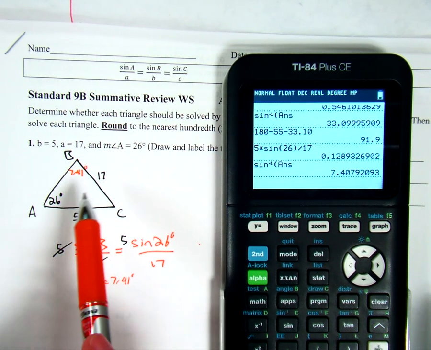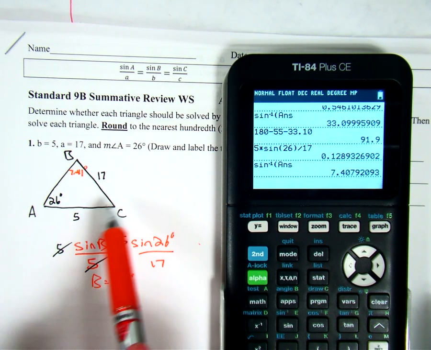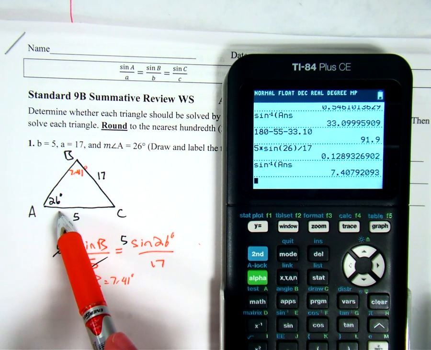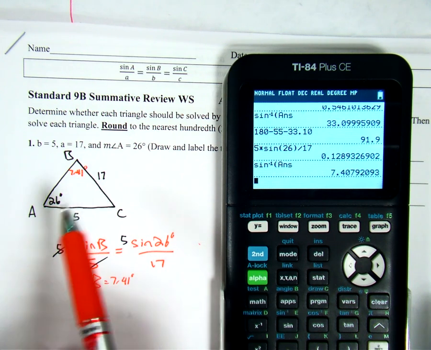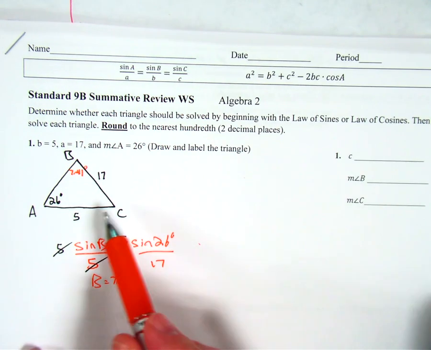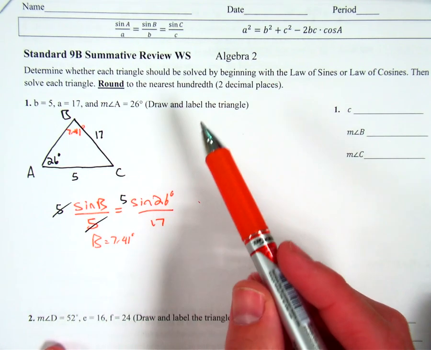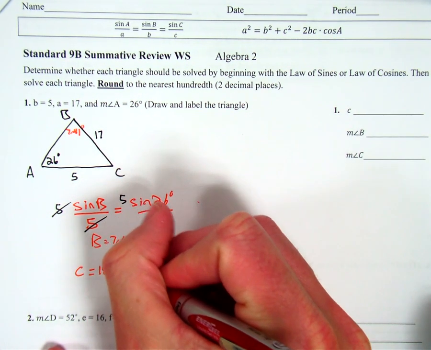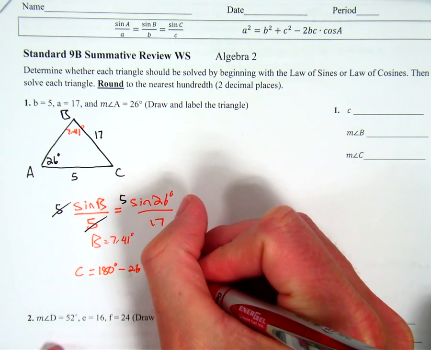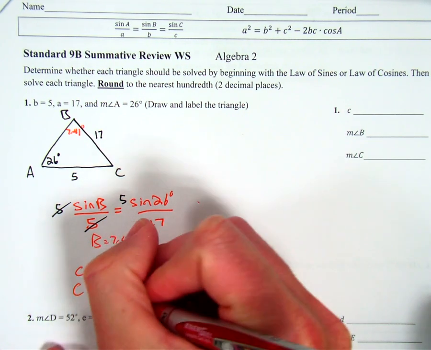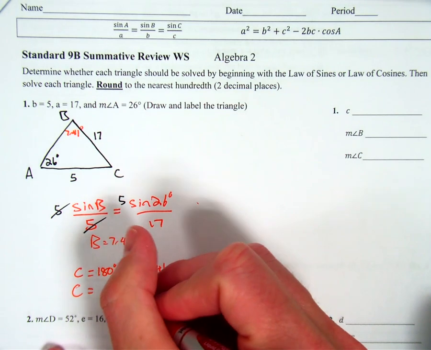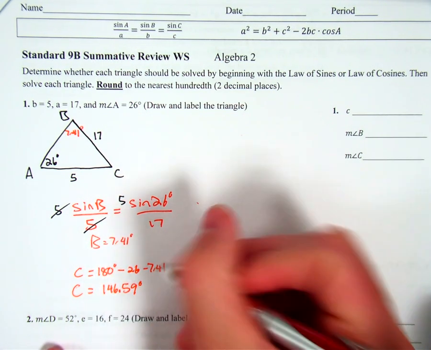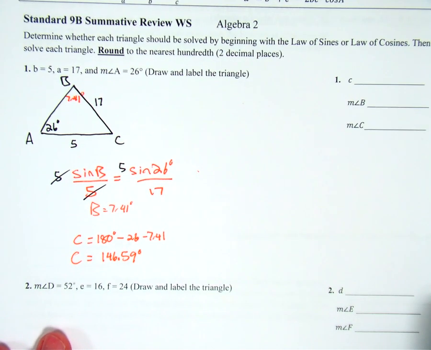Okay, it might feel like that's a pretty weird or off answer, but if you look at this, 17, which was 3 times as much as 5, only goes to 26 degrees, so it's roughly proportional there. Now that we know that angle, we can use 180 degrees in a triangle to subtract and find angle C. 180 minus 26 minus 7.41. Angle C should be 146.59 degrees using our triangle subtraction.